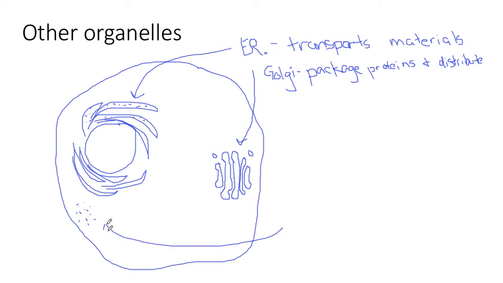These little tiny dots are called ribosomes. They're pretty much always just drawn as tiny little dots. And they can be free floating in the cytoplasm, or they can be stuck onto the rough ER. And ribosomes make proteins. That's what they do.